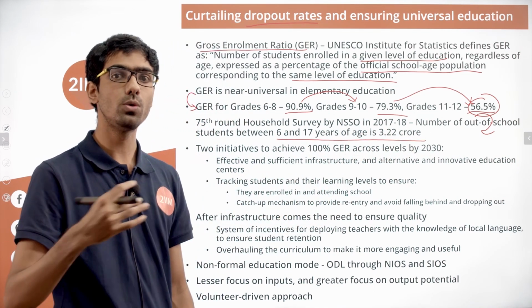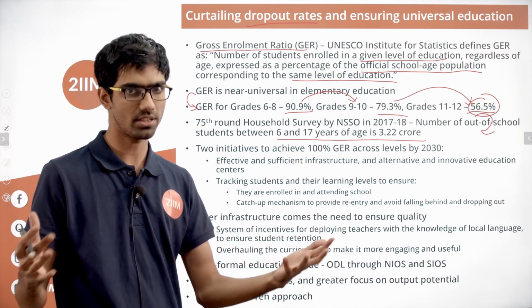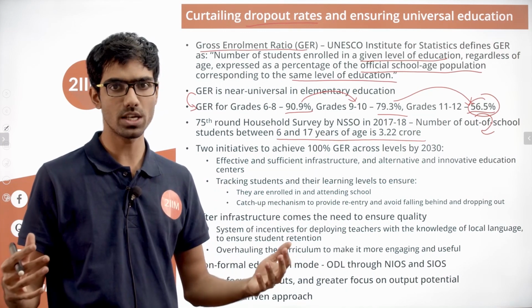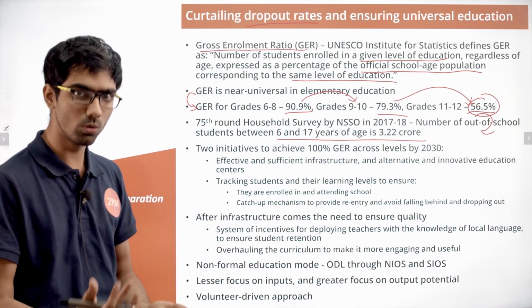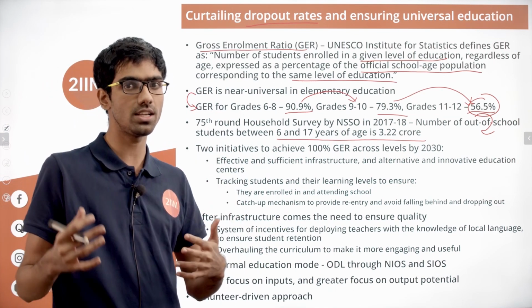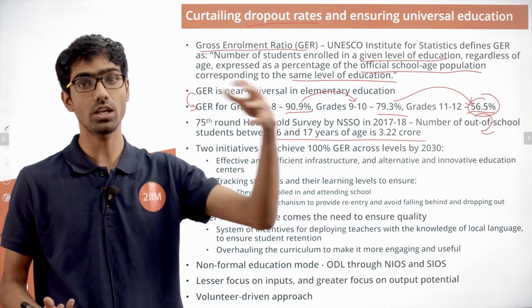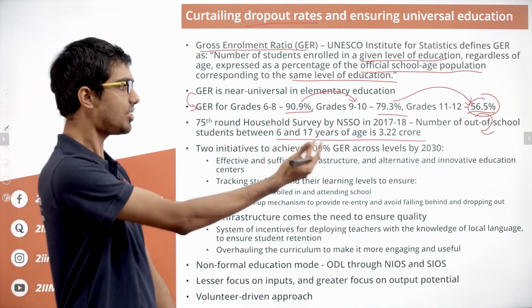There are 3.22 crore people between the age of 6 and 17 years who are out of school for some reason or the other. Earlier, we saw a number, 5 crore students who have not achieved foundational literacy and numeracy. Now, this is an equally worrying statistic. 3.2 crore people approximately between 6 and 17 years are out of school. That needs to be addressed, and these many people have to be brought into the fold of school education through our policy mechanisms. 2 initiatives.